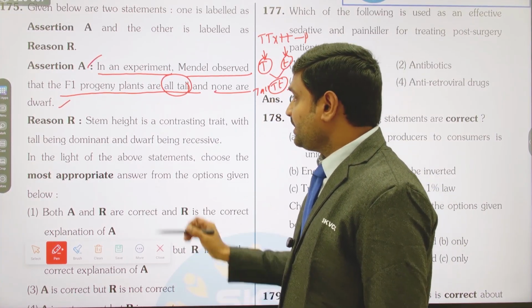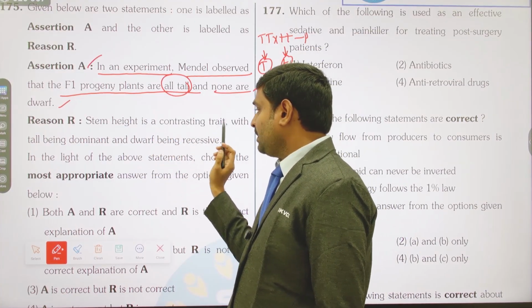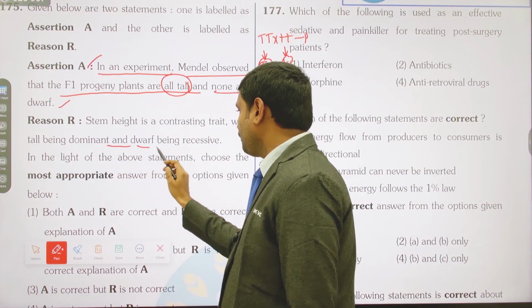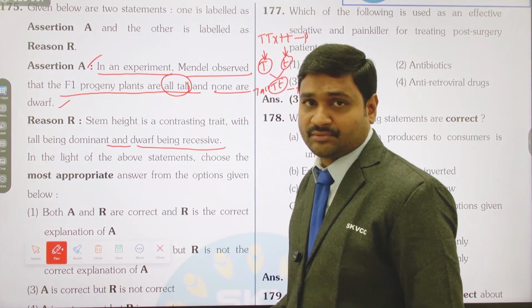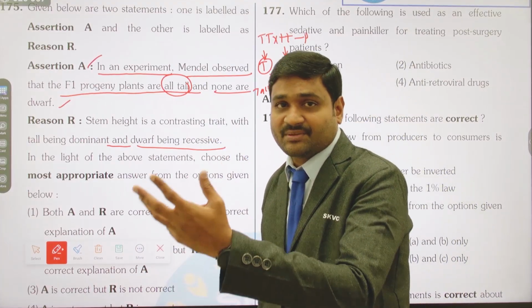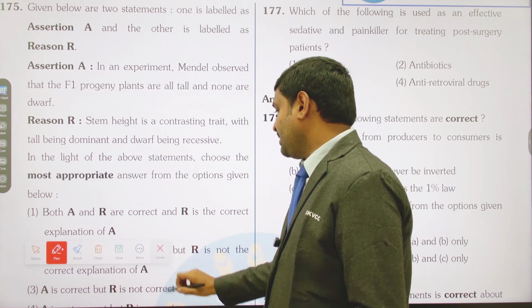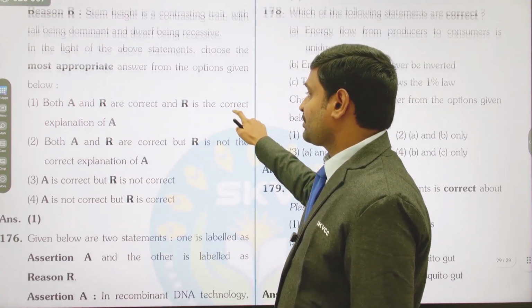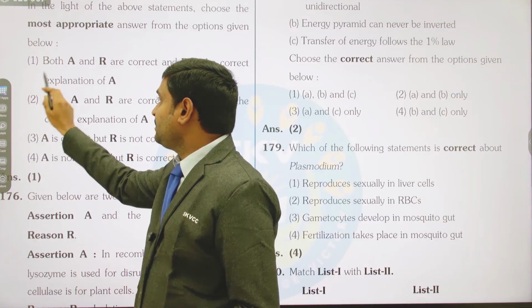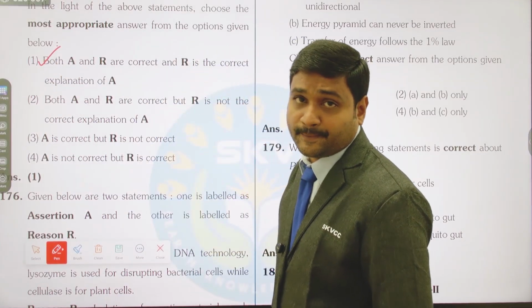And here, the reason: stem height is a contrasting trait, with tall being dominant and dwarf being recessive. If tall is dominant, then only it is expressed in the F1 generation. So the correct option here is that both assertion and reason are correct, and the reason is the correct explanation of the assertion.